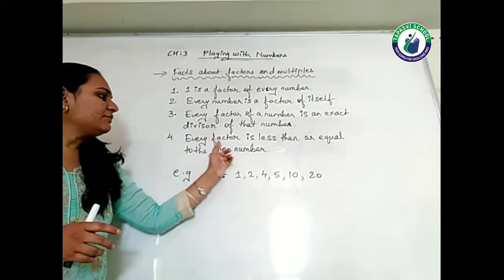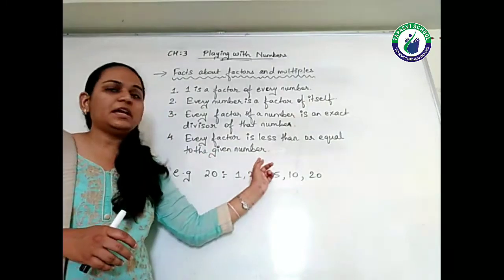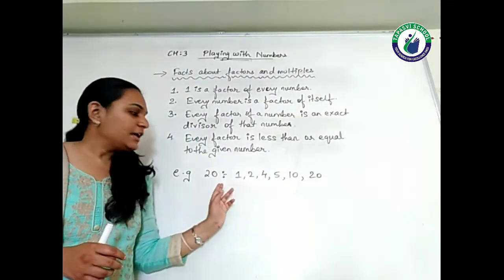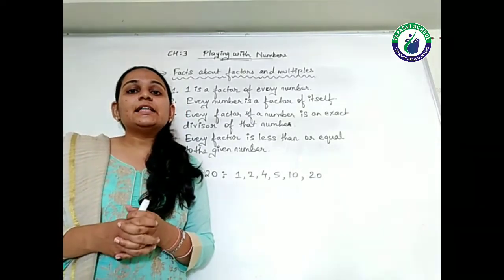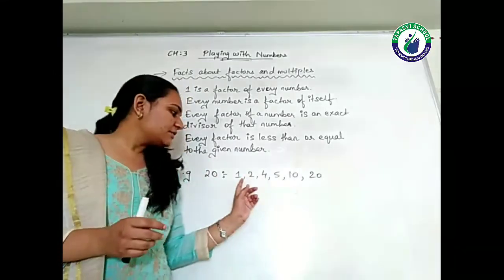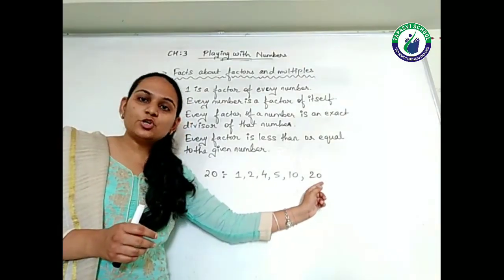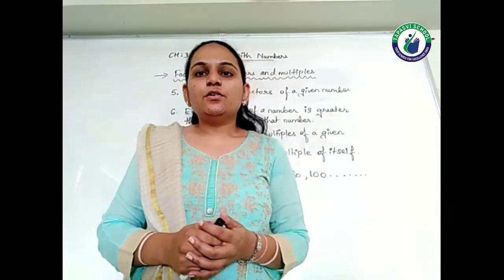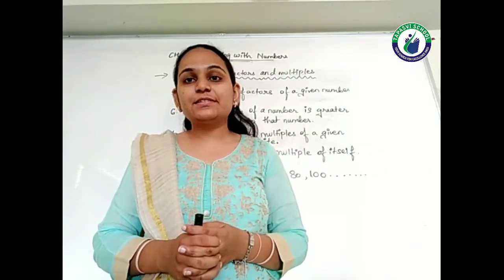Last one, every factor is less than or equal to the given number. That means, see here I have written 20, and all the factors that I have written of 20 are either less than or equal to 20. They never cross the 20. Is it clear, students? Okay, students, now let's see the fifth fact about the factors, which is still pending.